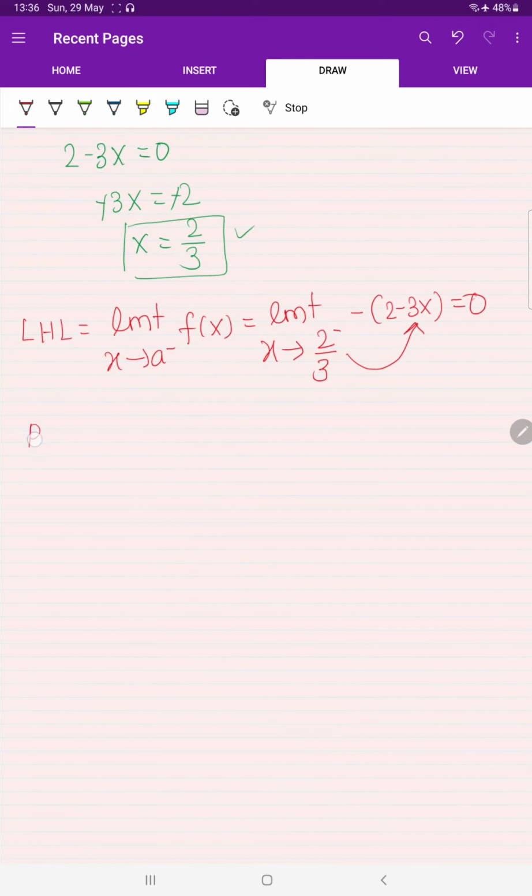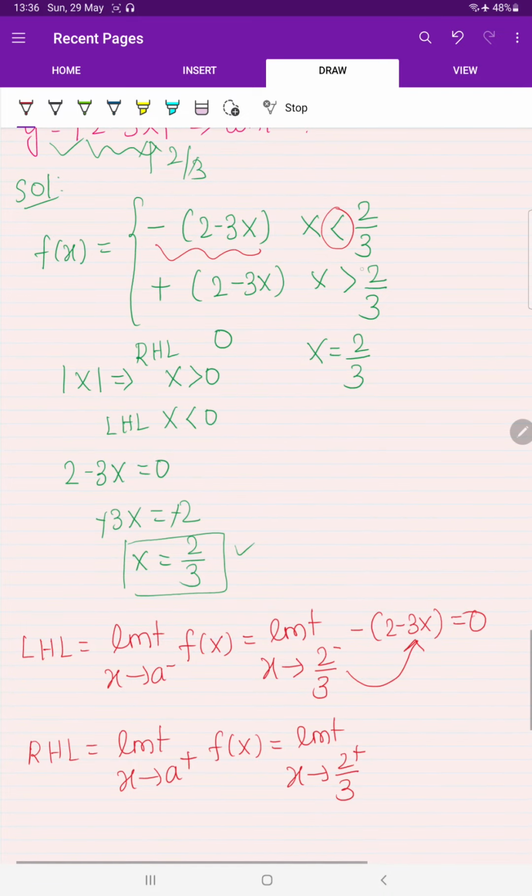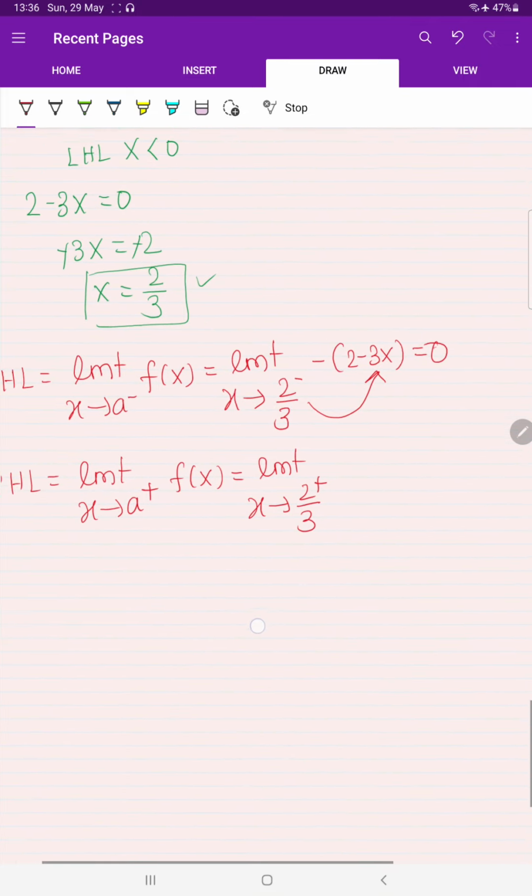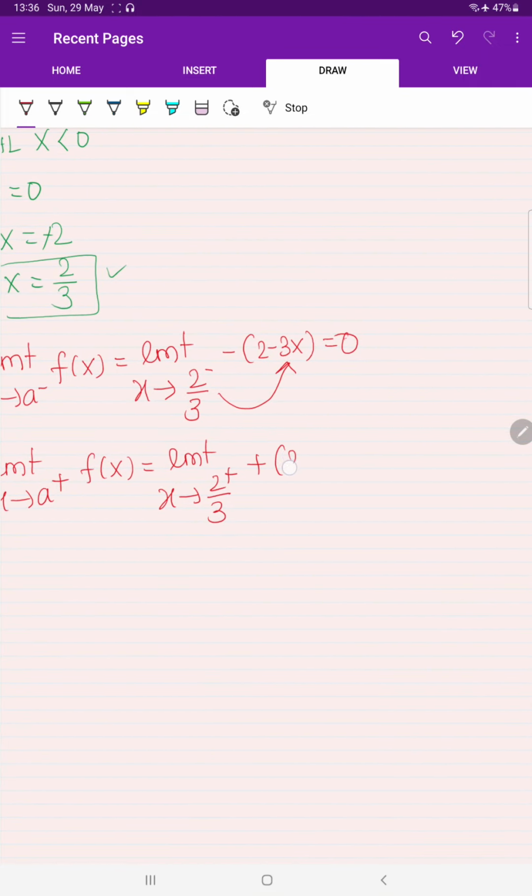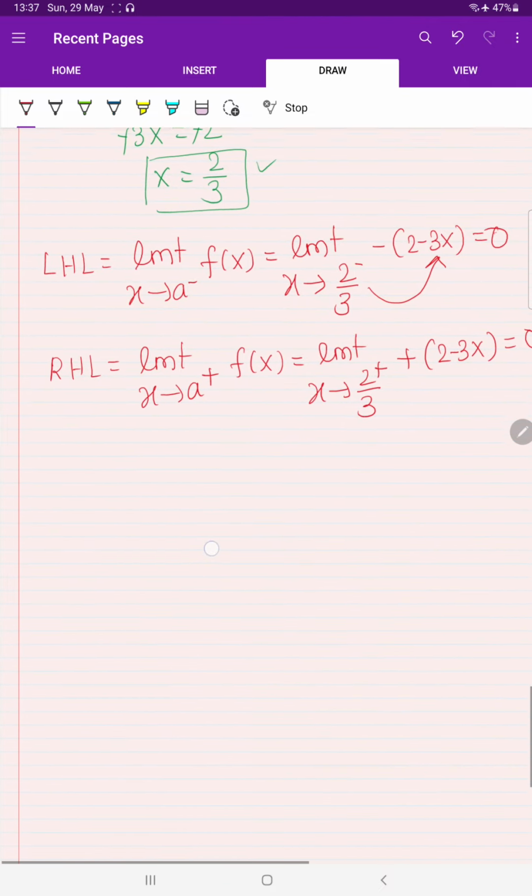Similarly, repeat the same thing for the right hand side limit also. Limit right hand side means I have to write x approaching a plus, because we are coming from the right hand side. The value of x is 2 by 3 only, but we are approaching that point from the right hand side, so that's why I am putting plus. When x is greater than 2 by 3, the corresponding f of x will be 2 minus 3x. If I replace x by 2 by 3, you will get the same 0 only. So 2 points are over.